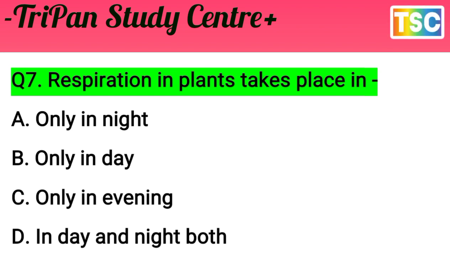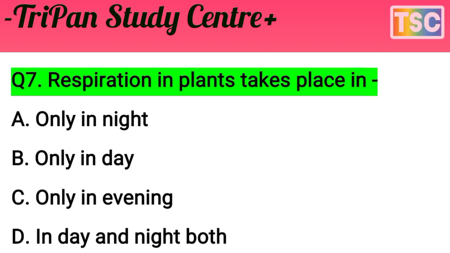Question understood? The question is clear. Respiration in a plant takes place in. The most important fact here is that respiration is a biochemical process used to release energy from organic compounds, which is then used to carry out various physical activities. It means respiration in a plant takes place all the time, day and night.